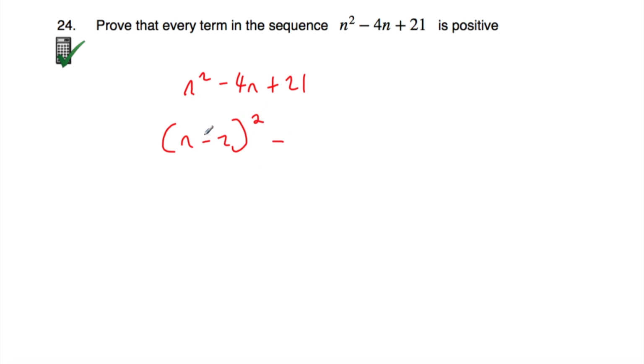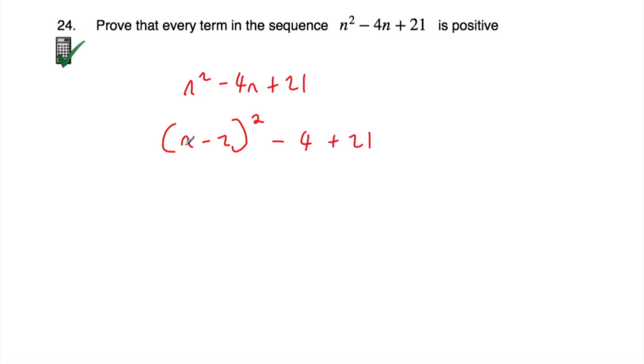Next, we're going to take away whatever this number is squared. Now minus 2 squared, well, minus 2 times minus 2 is 4, so we're then going to write minus 4. Whatever this number is squared, you take it away. So minus 2 squared is 4, and then we're going to write down minus 4. Finally, we're going to write our plus 21 on the end. Whatever the number is here, you just put it on the end. So we've got plus 21.